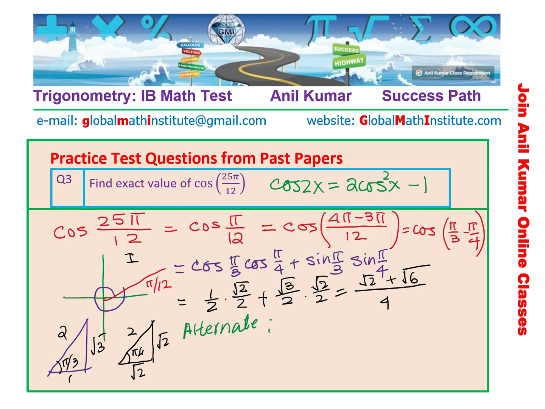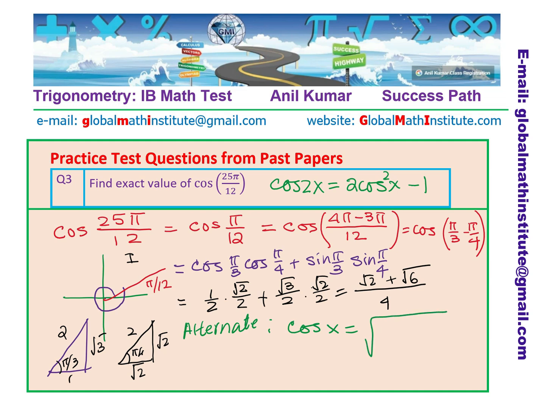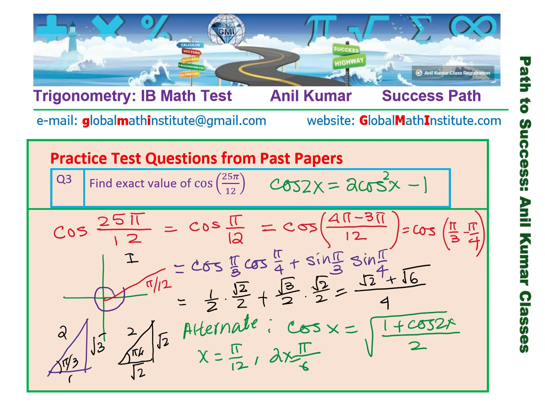So there is an alternate formula. Just rearrange: cos of x is equal to, since we are looking for a positive value, the square root of (1 plus cos 2x) over 2, right? Remember, x is pi by 12 for you, and 2x will be pi by 6, correct? You'll get the same answer. Makes sense, right? You could adopt any one of these. I hope that helps. So understand the strategies. In the test, you may require one of them.